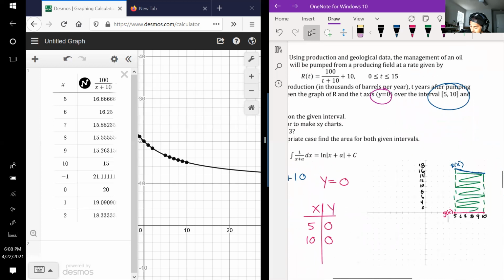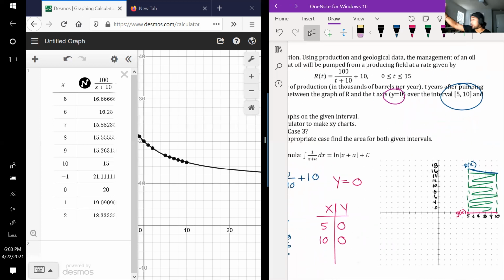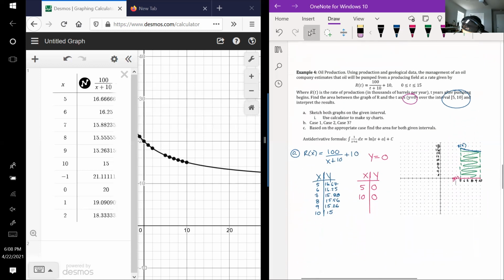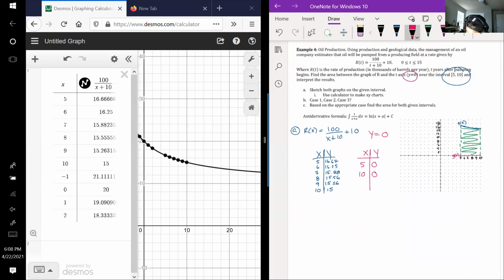So by our graph, we see that R of X is above G of X. So what case is this? Case 1. So B, this is where R of X is above G of X. So this is case 1. And we know that setup already. We've done it before. So we can just move on to C.